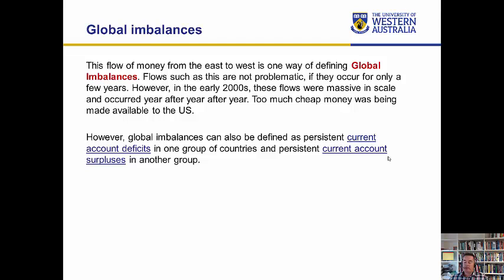Okay, the next slide is on global imbalances, but I'll leave this particular presentation there and come back with a separate presentation starting with global imbalances.